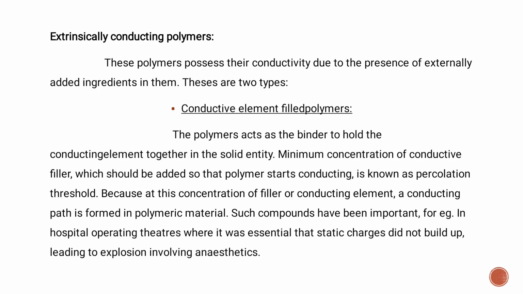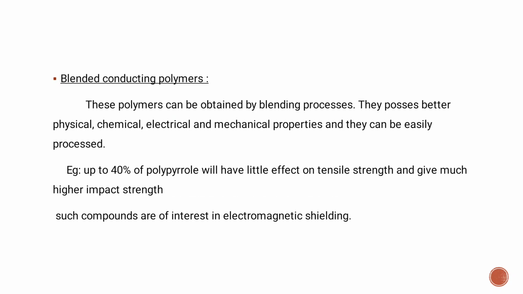Such compounds have been important, for example, in a hospital operating theatre where it was essential that static charges did not build up, leading to the explosion of anesthetics. The blended conducting polymer can be obtained by a blending process. They possess better physical, chemical, electrical and mechanical properties, and they can be easily processed. For example, up to 40% of polypyrrole will have little effect on tensile strength and gives higher impact strength. Such compounds are of interest for electromagnetic shielding.